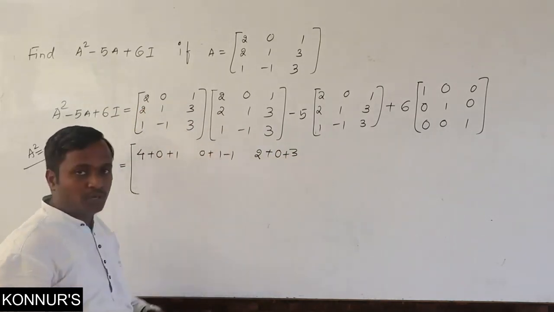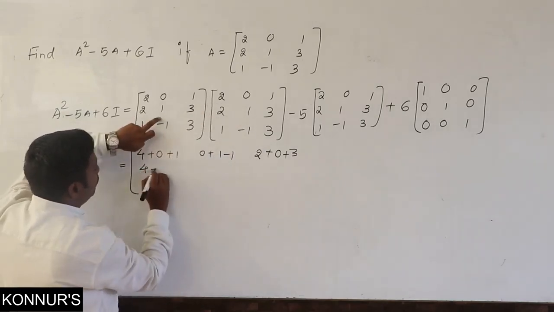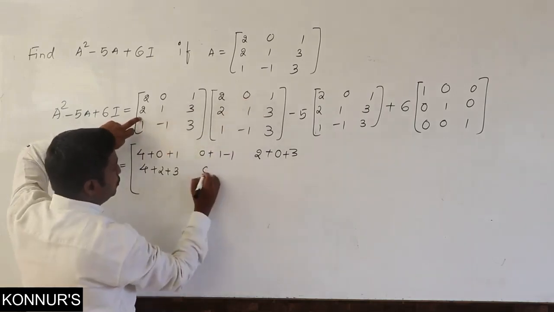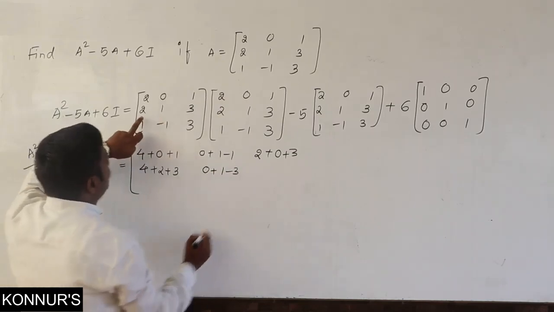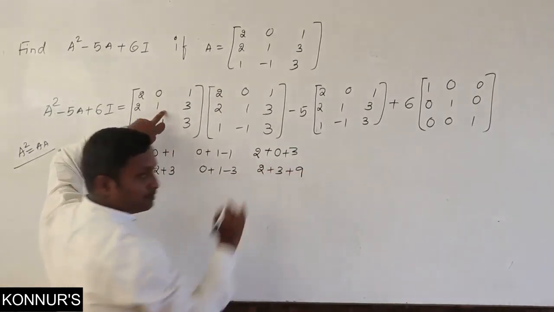First row, third column. Next, second row, first column: 2 into 2, 4; 1 into 2, 2; 3 into 1, 3. 2 into 0, 0; 1 into 1, 1; 3 into minus 3, minus 3. 2 into 1, 2; 1 into 3, 3; 3 into 3, 9.